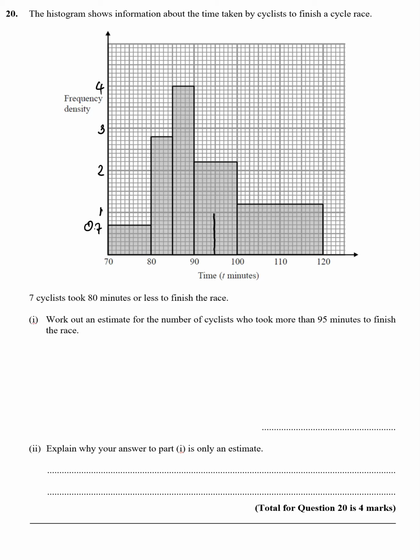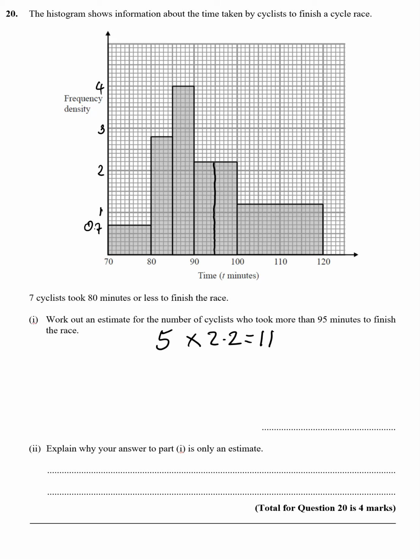Well, 95 minutes is there. So we need to work out the area of that bar and that bar. Well, that bar is 10 wide. So we've got 10 times 2.2. So 10 times 2.2 is, oh, it's not 10, is it? It's 5. Okay. Five times 2.2, which is actually 11.